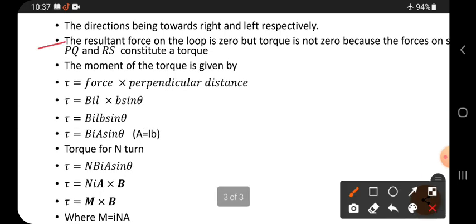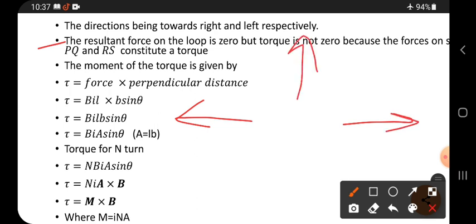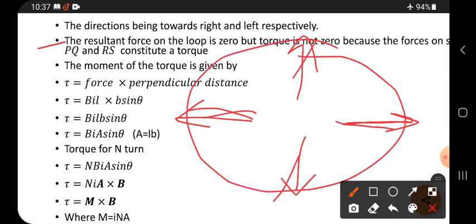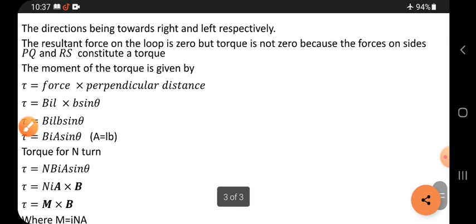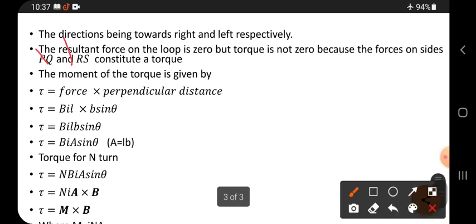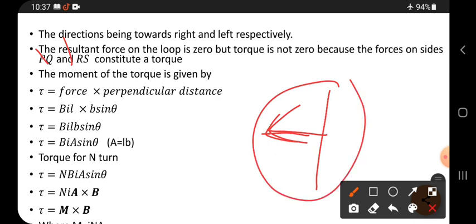The resultant force on the loop is 0. Why? Because however much force is acting on this side, the same force is acting on the other side, and however much force is acting upside, the same force is acting downside. So these forces cancel each other. But while the forces cancel, the torque never cancels. Torque is not 0, because the forces on the sides PQ and RS constitute a torque. So force is acting at a perpendicular distance, and that is simply torque.